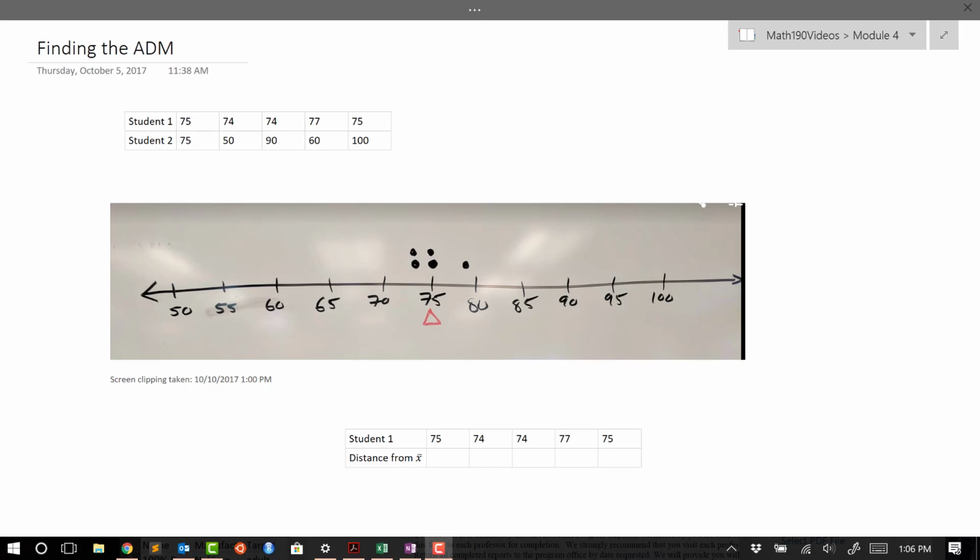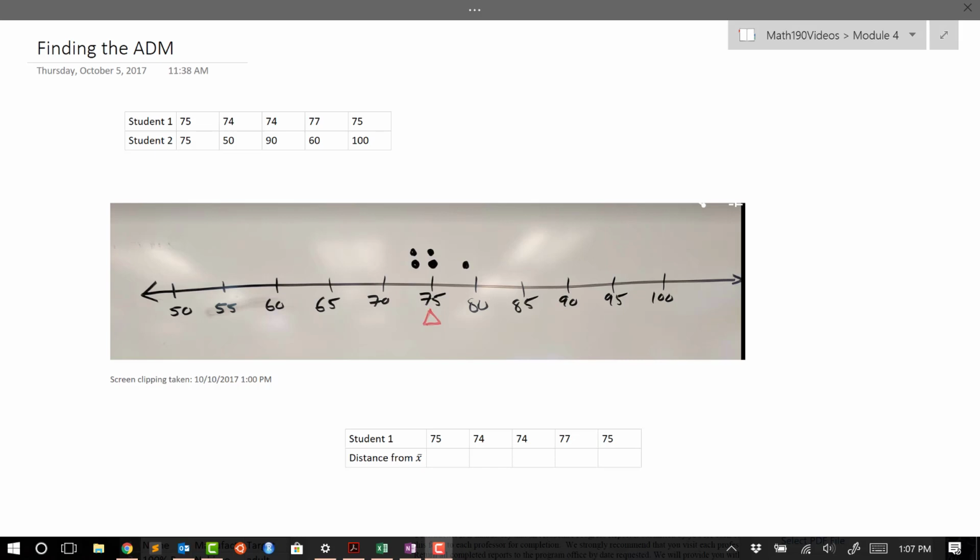If you recall, the way I set this up is I started talking about a tale of two students, and each student took 5 exams. The first student got 75, 74, 74, 77, 75. The second student got 75, 50, 90, 60, and 100. And if you remember, when we find the mean for both of these students, which is what we use to actually assign grades, both students got a 75 as their final score.